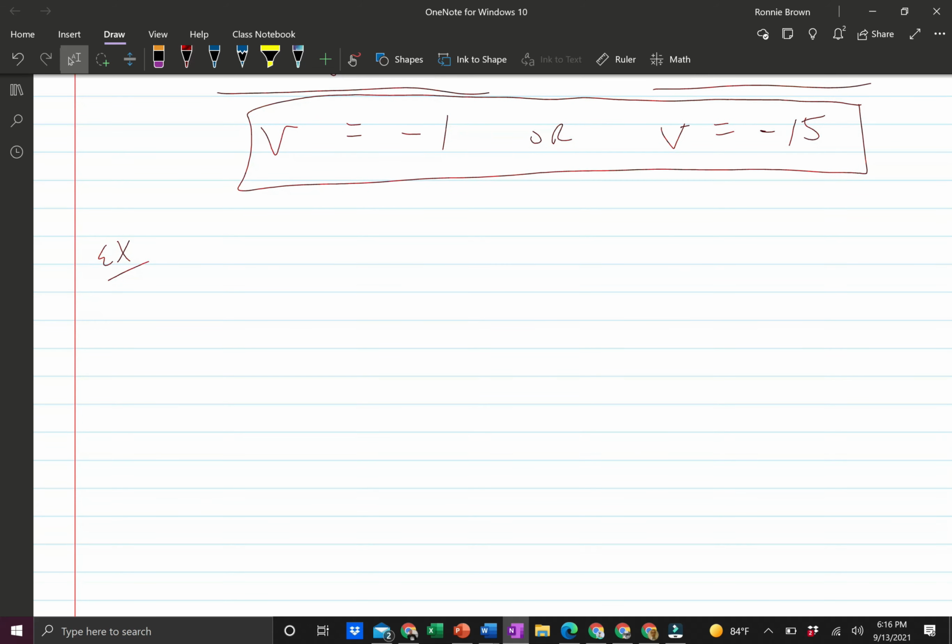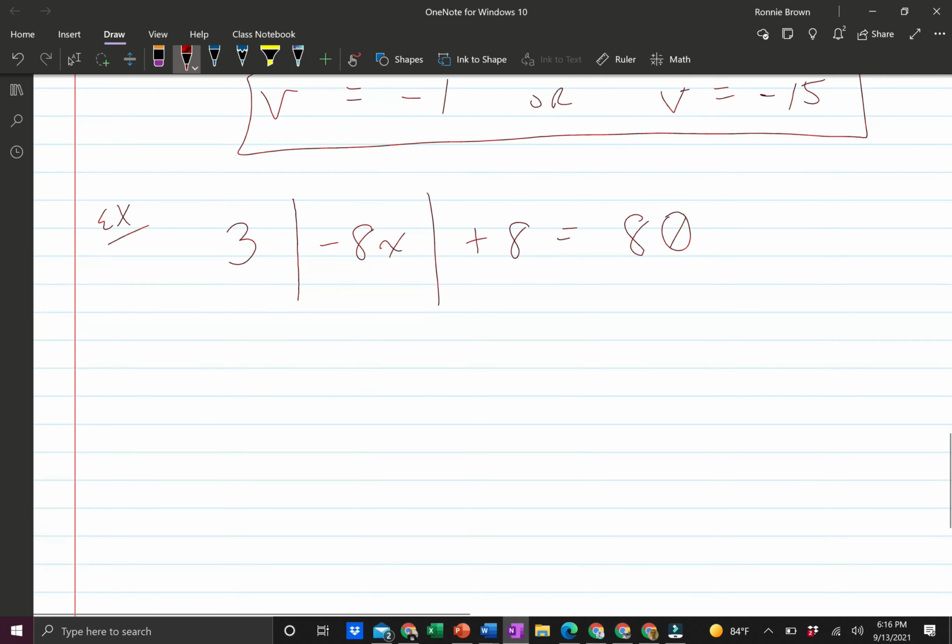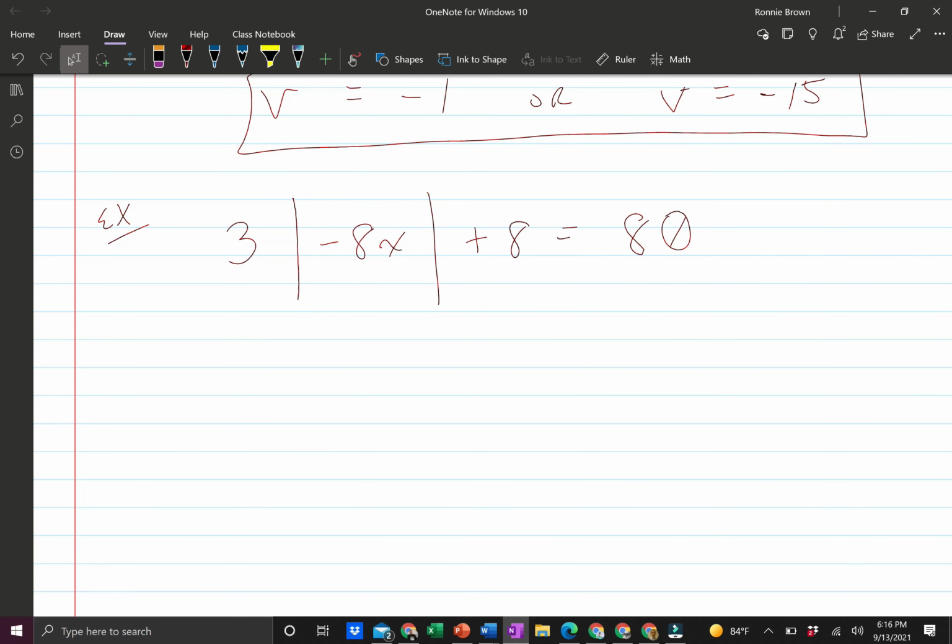All right, our next example looks like this. 3 times the absolute value of negative 8x plus 8 is equal to 80. All right, so now I look at this and I say to myself, I have the absolute value of negative 8x. However, there's a 3 in front being multiplied times it, right? And then there's a positive 8. We're adding an 8 to this absolute value. We're multiplying a 3 times this absolute value. Well, we don't want any of those two things there. So I'm going to go ahead and get rid of this positive 8 and then get rid of that 3.